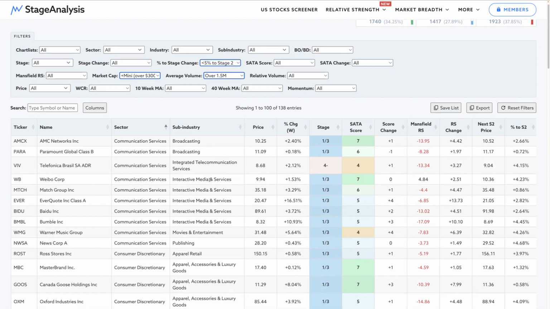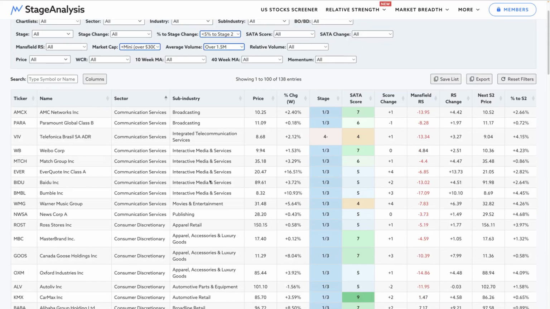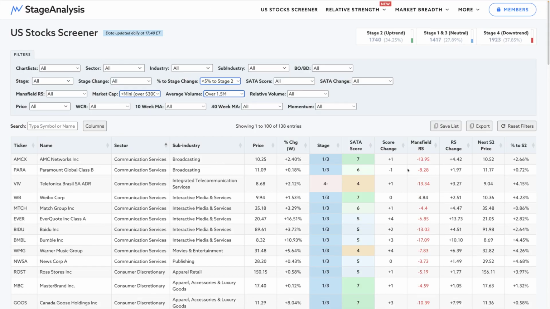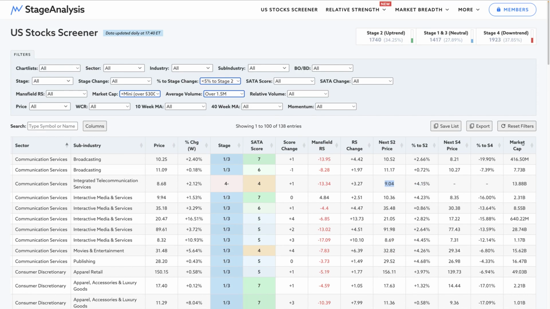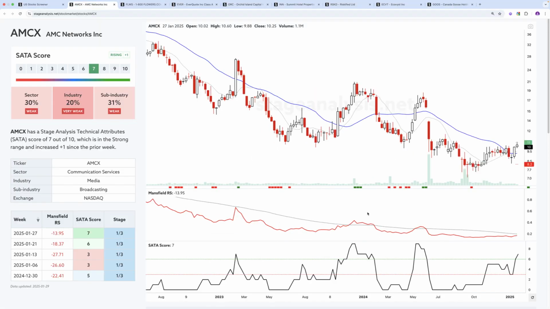So filter it out per groups, look at different groups, so which ones are close to their stage 2 breakout level at the moment, or do it by market cap, or whatever you want to do. Many more quality filters we could do there using the SATA score, the change, etc. If we just click through a couple of these, just to show you what you're getting at the moment.